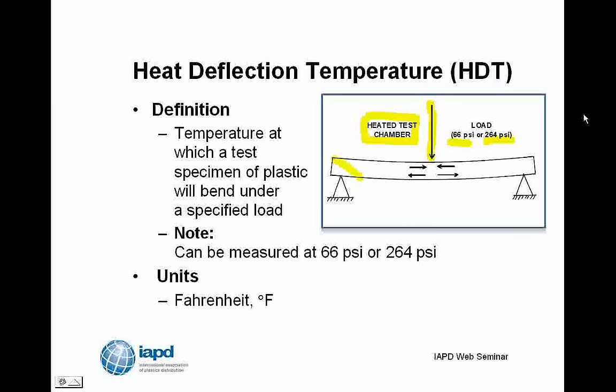And eventually, that plastic material will bend. And when it does, you record the temperature at which it bent, and you say, aha, the heat deflection temperature for this material at a 264 psi load is 250 degrees Fahrenheit, or whatever it is.